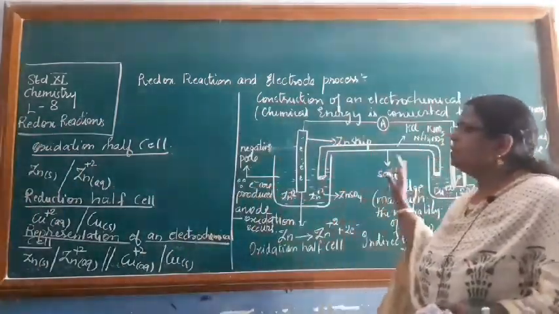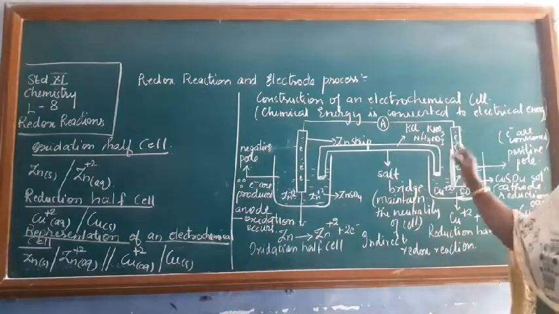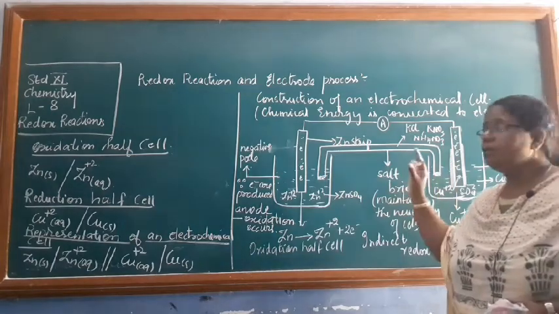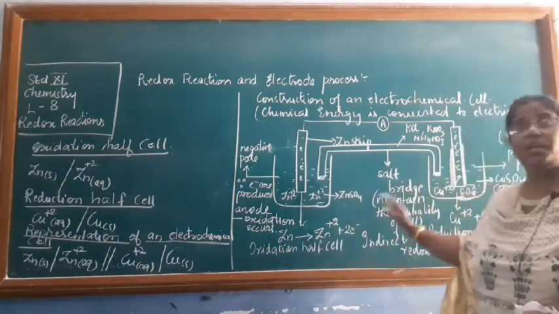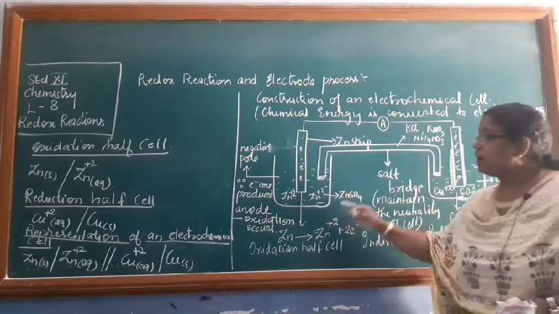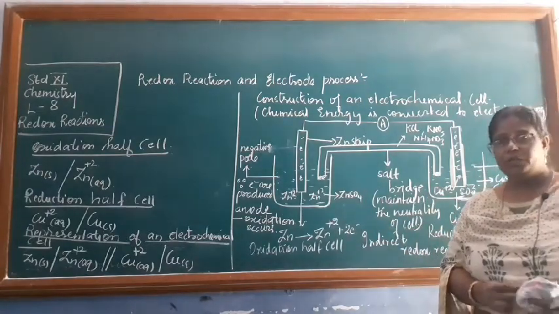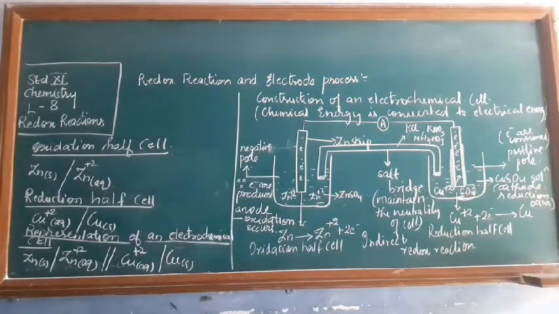So this is just the basic thing you have to learn about an electrochemical cell. Why are we learning it? Because in the electrochemical cell also there is a redox reaction occurring, and this is how the redox reaction is occurring. Got it everyone? Okay, copy it down.